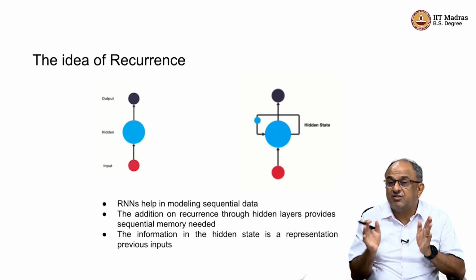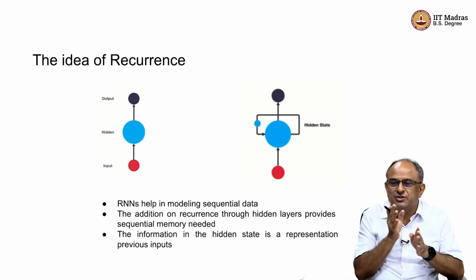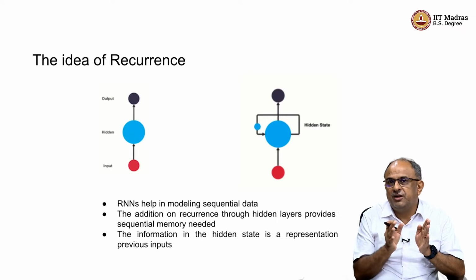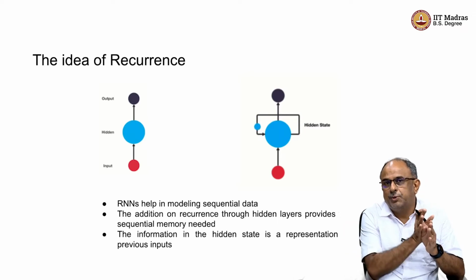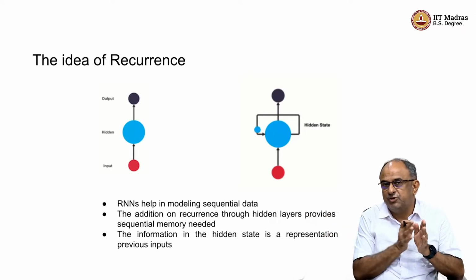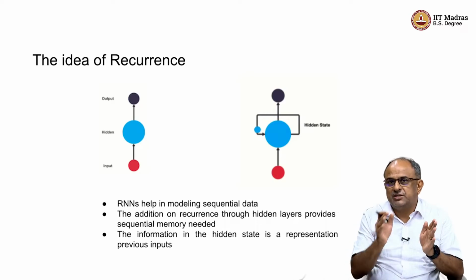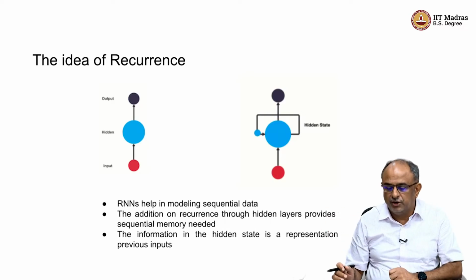So, this is sequence information. Most often, when we talk about sequences, we mean in terms of time, or if you are talking about words, the order in which the words will occur. So, the first word, second word, third word. There is a sequence that you are going to get.